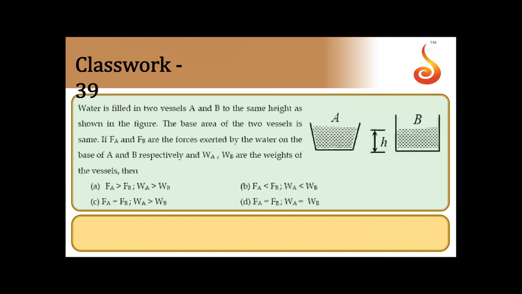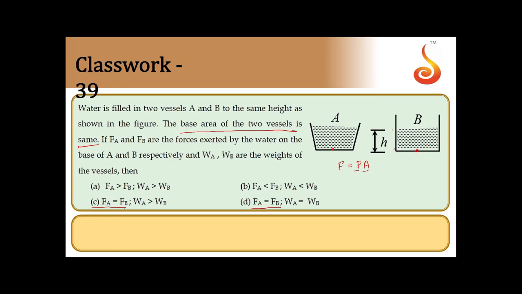Here the widths of the vessels are not same, but water is filled to the same height. So, pressure at the bottom of A and pressure at the bottom of B will be same. That is what we call the hydrostatic paradox. Since the base area of both the vessels is same, and force is pressure into area, pressure is same, area is same, so forces must be equal. That means either it should be option C or option D.